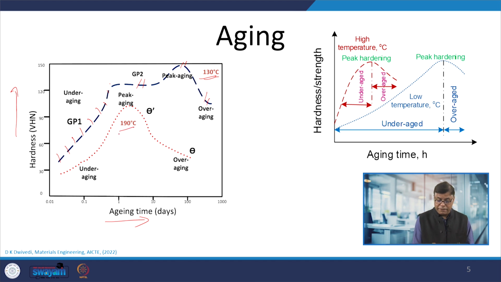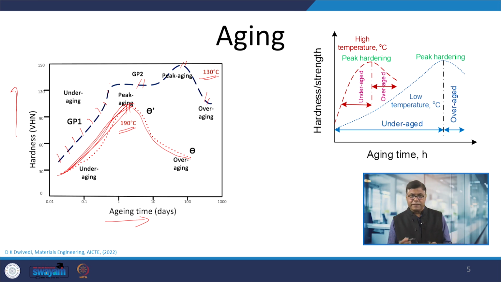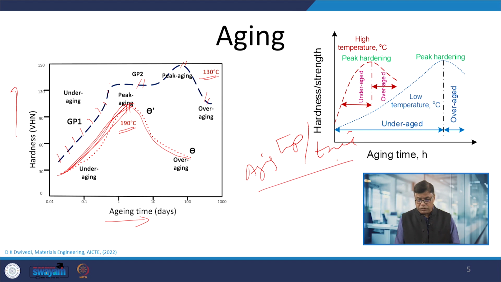When we use a higher temperature of aging, the peak hardness is achieved earlier and then overaging starts. Okay. So, it is important that aging, especially artificial aging, is done for an optimum combination of aging temperature and time. Both under and over aging will result in reduced strength of the aluminum alloy subjected to precipitation hardening.